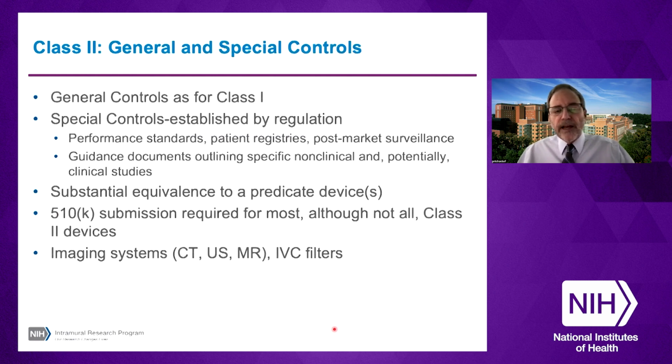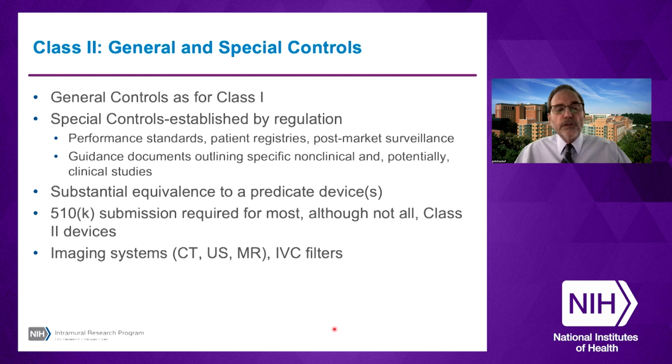The next step up is class 2. So these are subject to the same general controls as for class 1, but in addition, there are special controls that are established by regulation because the agency needs more oversight of this class of product. So these controls may be published performance standards. They may be a requirement for patient registries. There may be a requirement for post-market surveillance. There are often guidance documents that outline specific non-clinical and potentially clinical studies that need to be done.